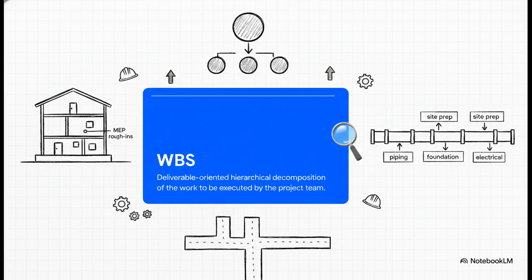Think about it, you literally cannot manage a massive EPC pipeline or a huge housing project as just one giant task. It's impossible. You have to hierarchically decompose it into distinct phases, like site preparation, foundation, framing, and MEP rough-ins. This is what creates that foundational roadmap that every single engineering contractor on the site is going to follow.